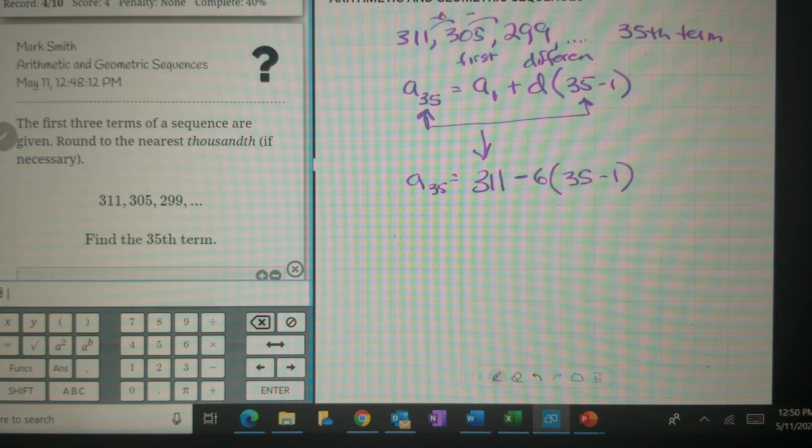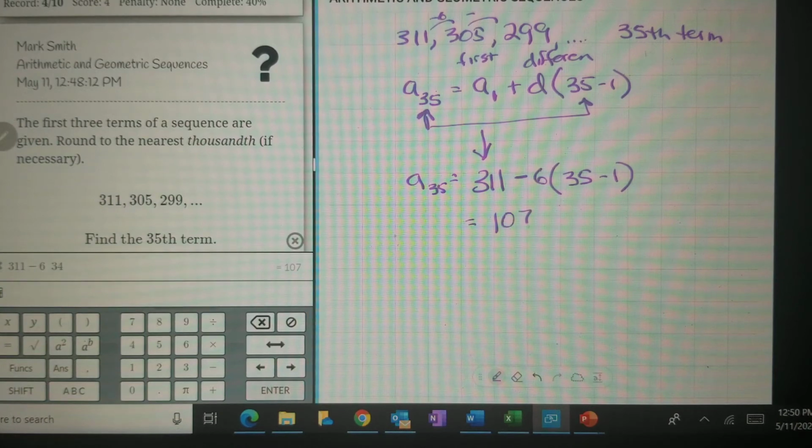There we go. Okay, so we're going to take 311 and subtract 6 times, you can say 35 minus 1, but I know you can do that in your head. That's 34. So we're going to put in 34, and we're going to say enter, and that equals 107. So that means the 35th term is equal to 107.